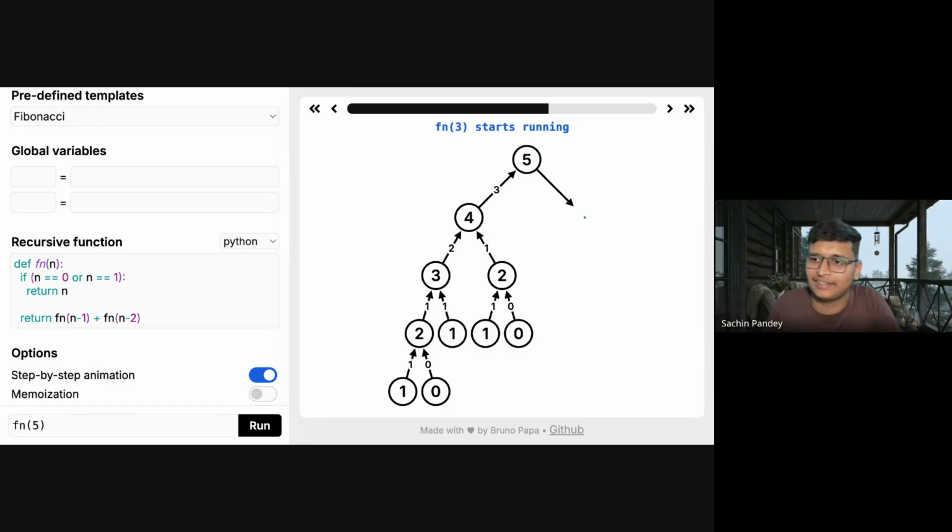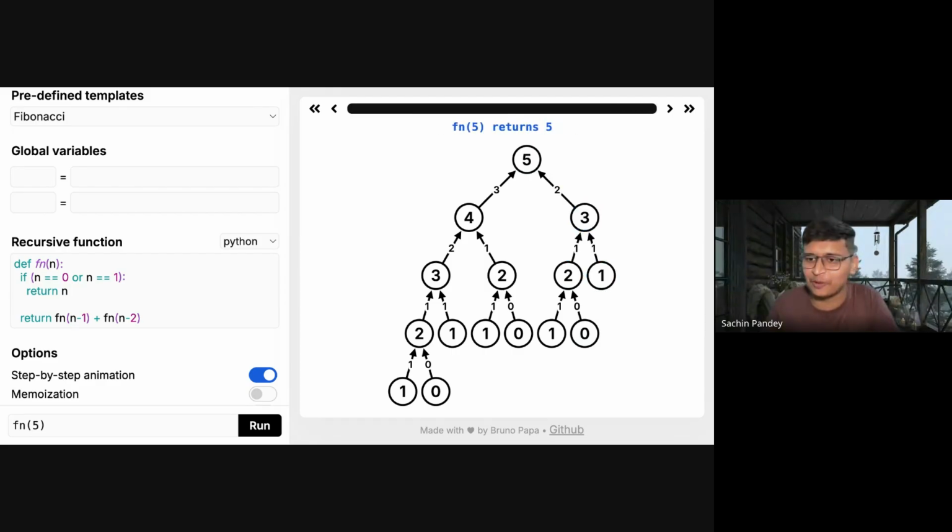Can you see? I'll go one by one. It was just for animation and stuff. It looks cool, right? But I'll go one on one. Don't worry.